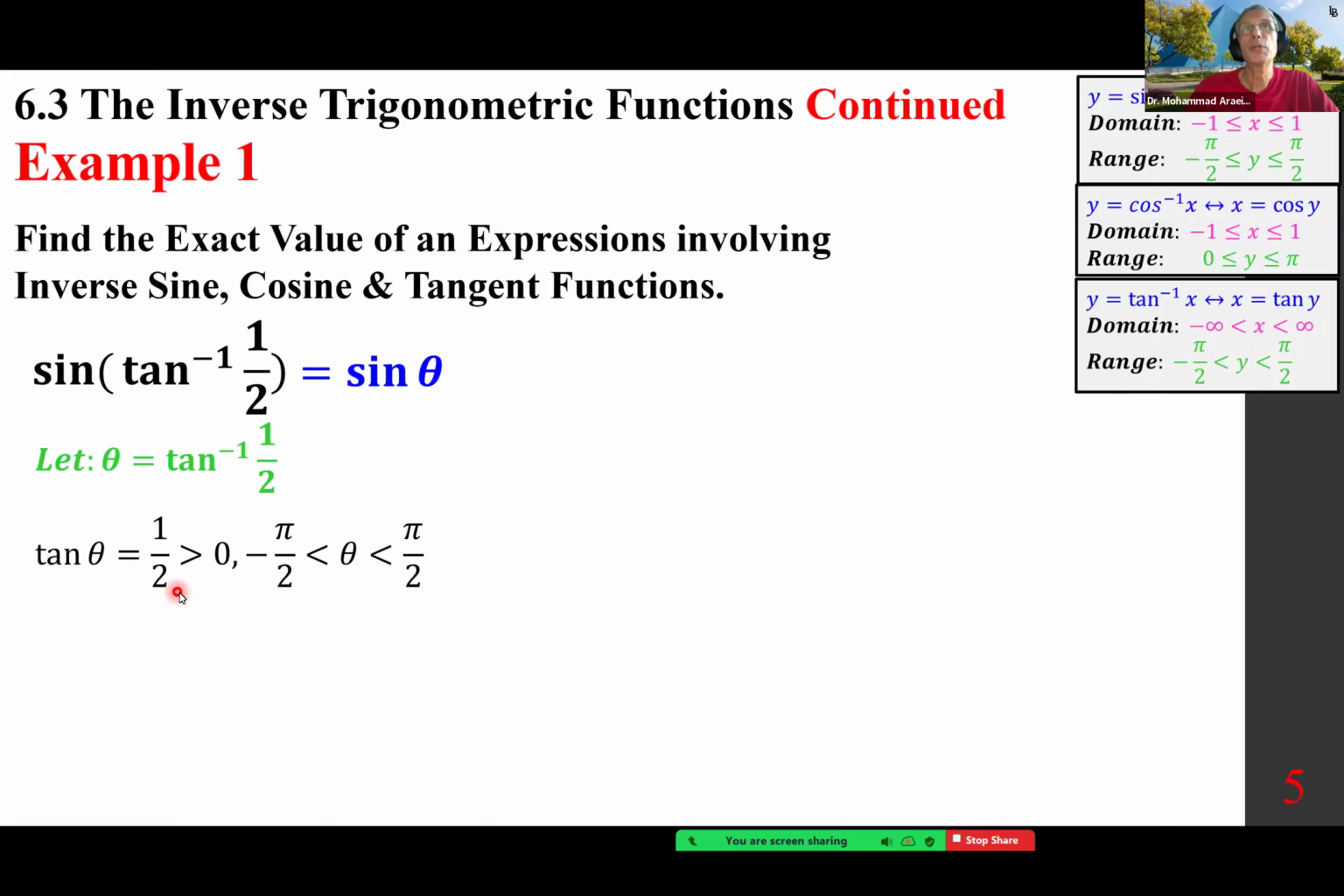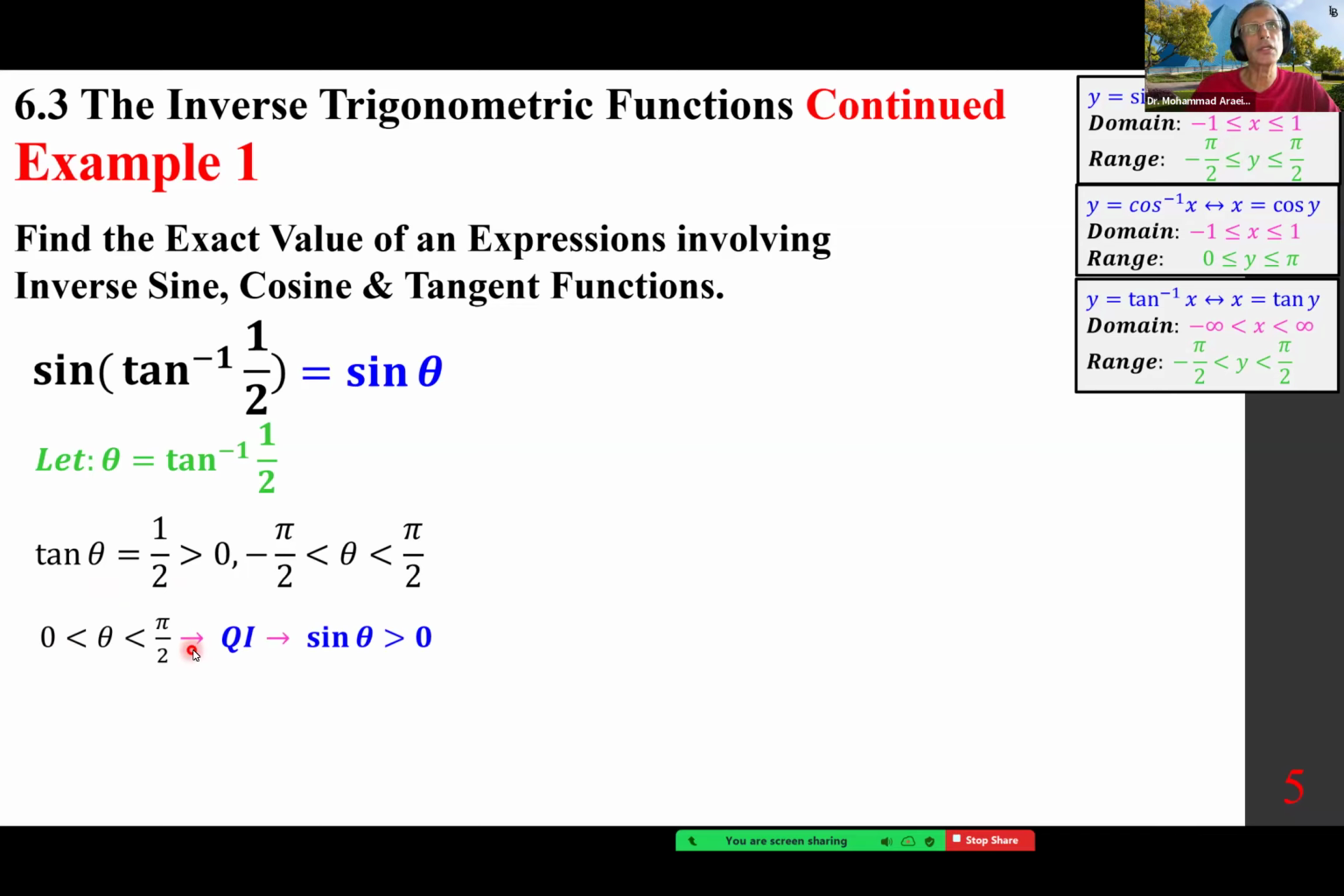Because it's positive, it happens in the first quadrant. And again, tangent and sine have the same sign when it comes to the inverse, because they both happen in the fourth and first quadrant. That was the restriction. Therefore, tan of theta is between 0 and pi over 2 because it's positive, so is sine theta. Okay, so theta must be in the first quadrant.